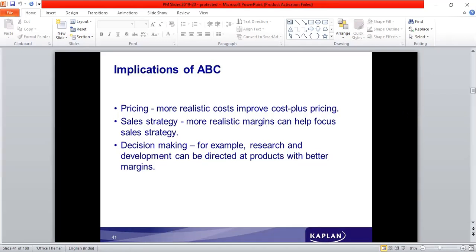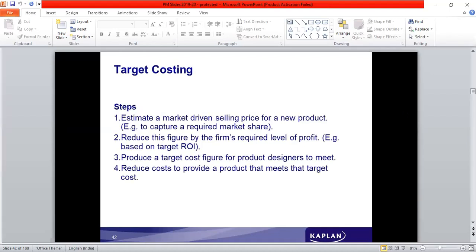So now these initial costs also have to be allocated to the products. So when ABC is taken up, the right quantity or the right amount of cost can be charged to each of the products appropriately. So that is another thing. So these are the implications of ABC. Fine.